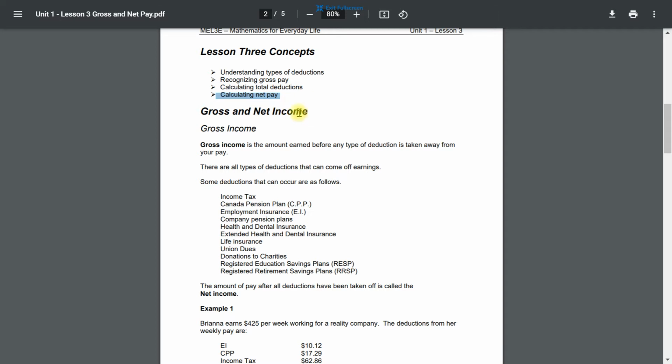So gross pay, gross and net income. Gross income is the amount earned before any type of deduction is taken away from that pay.